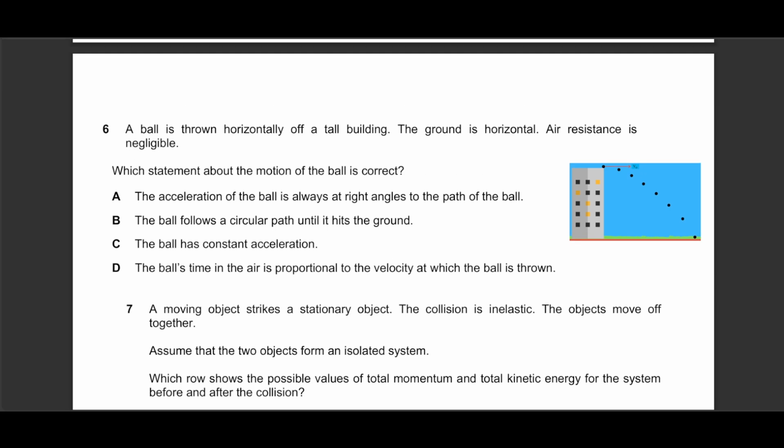Question number 6 says that the ball is thrown horizontally off the building, and I've added an image of how he assumes that this is going to happen. The air resistance is negligible, as in most questions it will be. Which statement about the motion of the ball is correct?